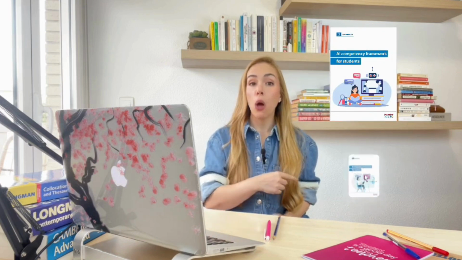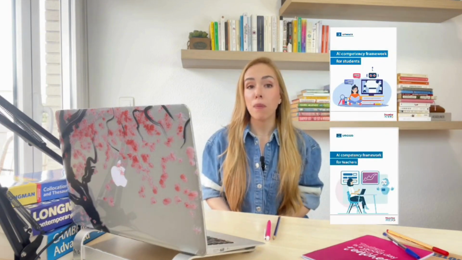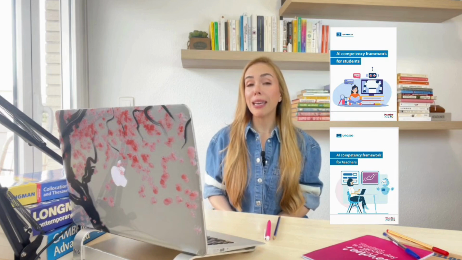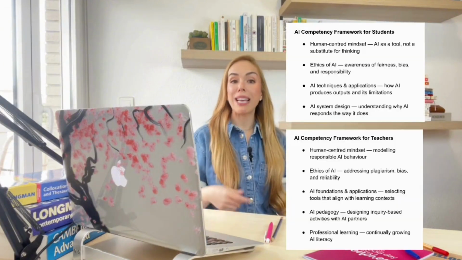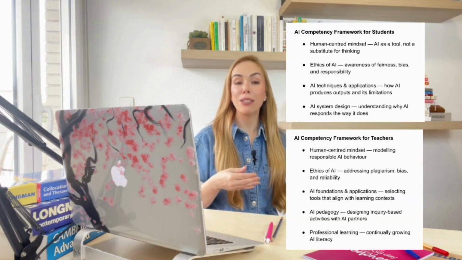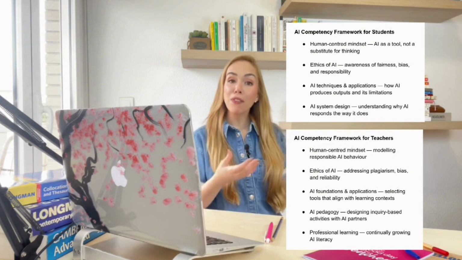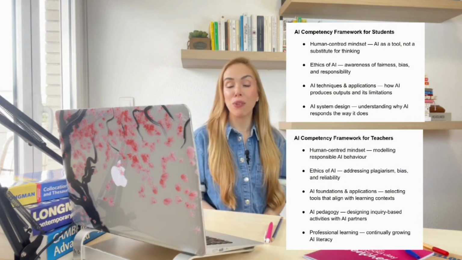That's why UNESCO built 2 AI competency frameworks, one for students, one for teachers. Both stress the same principle. Responsible AI isn't about having more tools, it's about how we use them. These frameworks guided the design of the checklist we are going to see here today. Feel free to pause the video here to review them in detail.